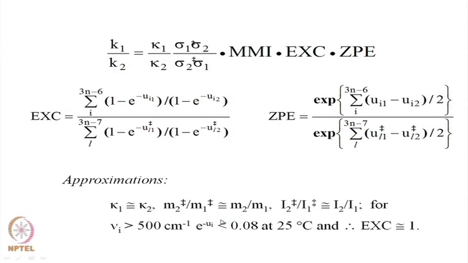Now we have to make certain assumptions, approximations, that kappa 1 is equal to kappa 2, the transmission part is very close. Okay. Also M2 and M1 double dagger are close to M2 by M1, that is the ratio of the mass which is differing, the hydrogen and deuterium. And I2 double dagger and I1 double dagger may again be approximated to I2 by I1. For nu i greater than 500 centimeter inverse, e to the power minus ui is less than 0.8 at 25 degree centigrade, and this gives you an excitation term of the order of unity. Okay.